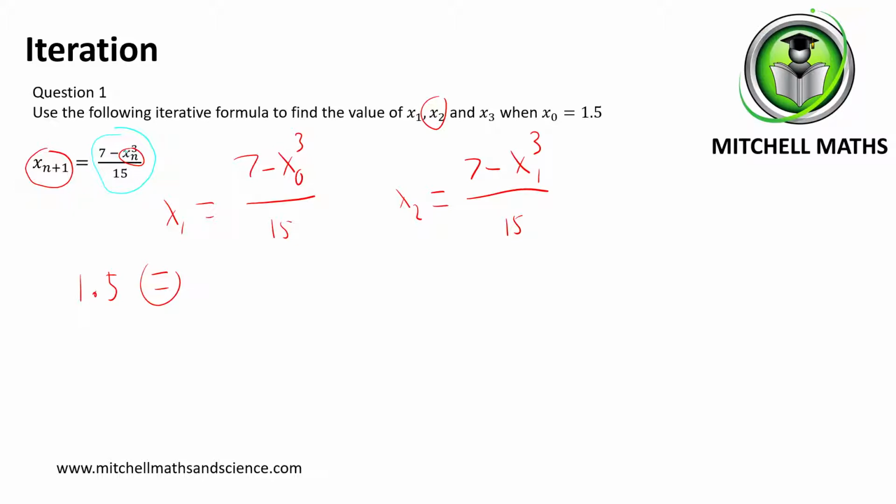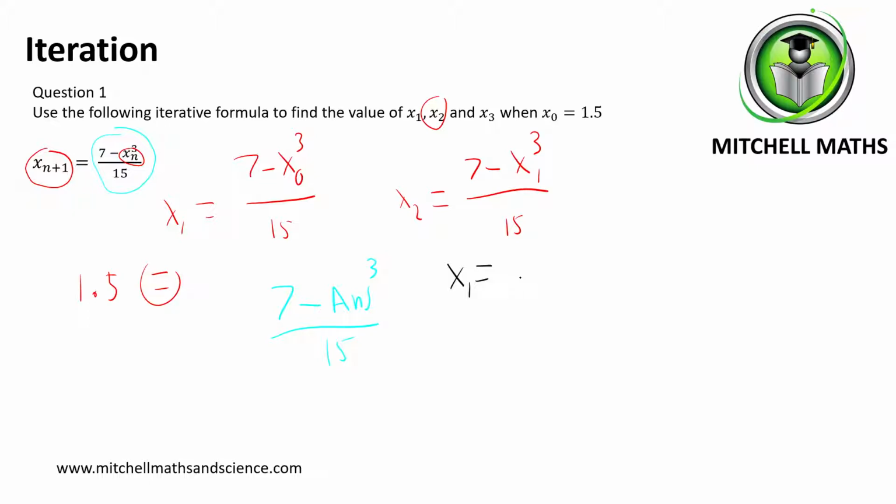And if you put xn as answer, it'll automatically, for each term, re-input the latest answer. So what you'd type into your calculator after you've put 1.5 as the answer, well, pressed equals, you'll put 7 minus answer cubed over 15. And then you'll press equals, which will give you your first answer, which is x1.